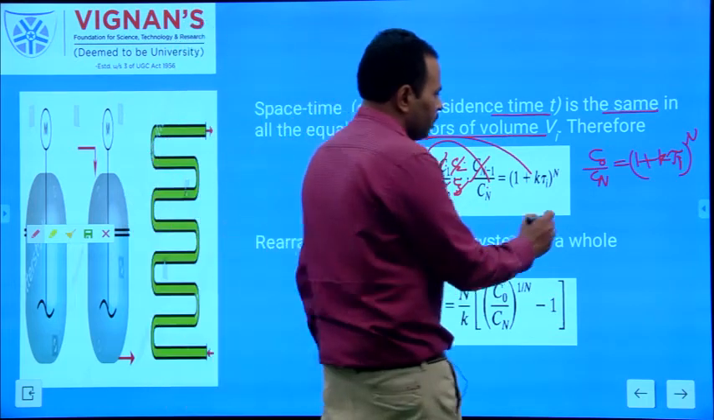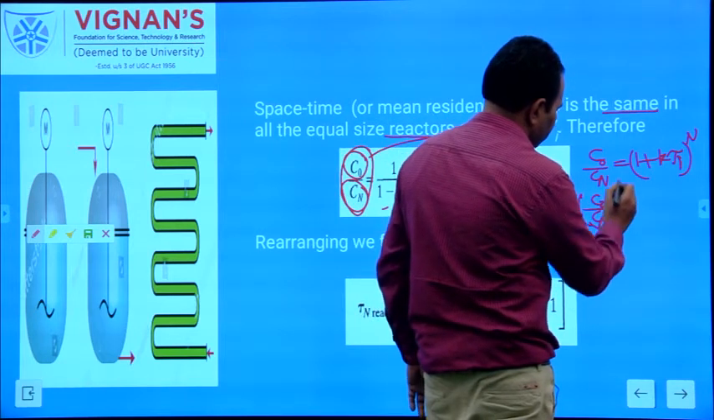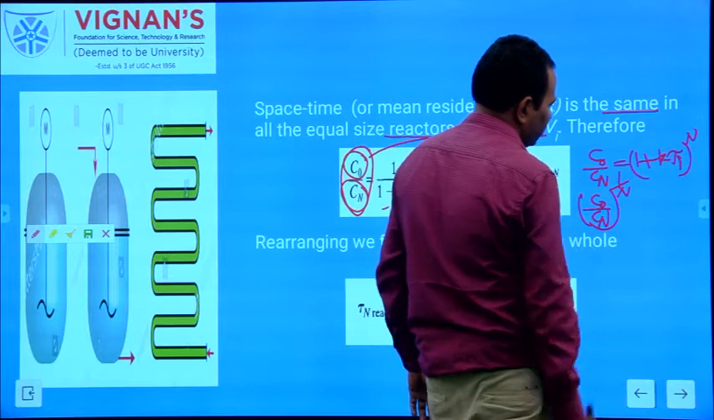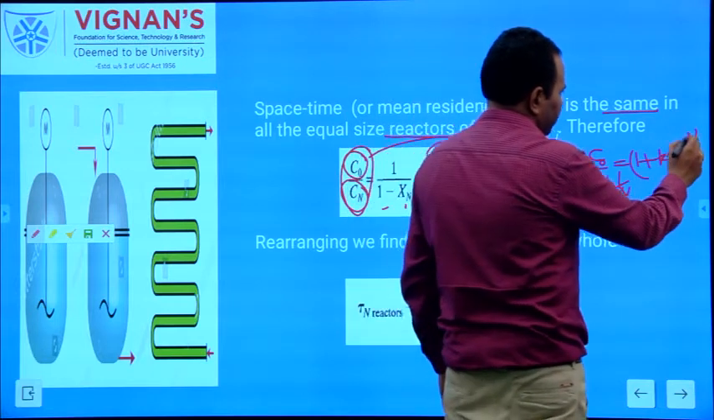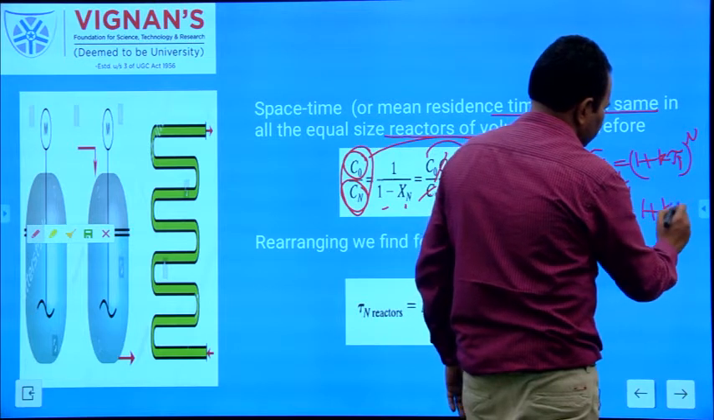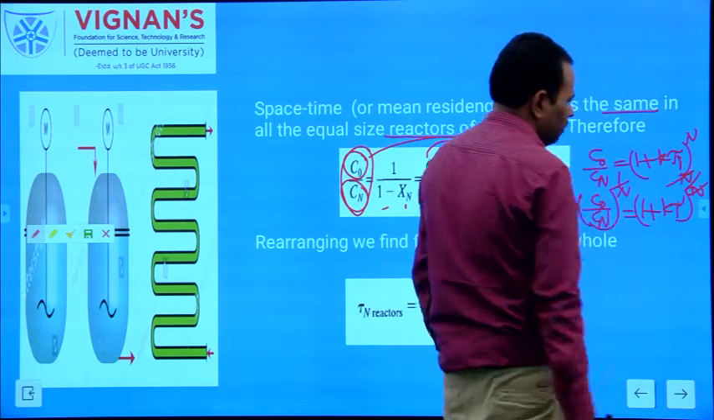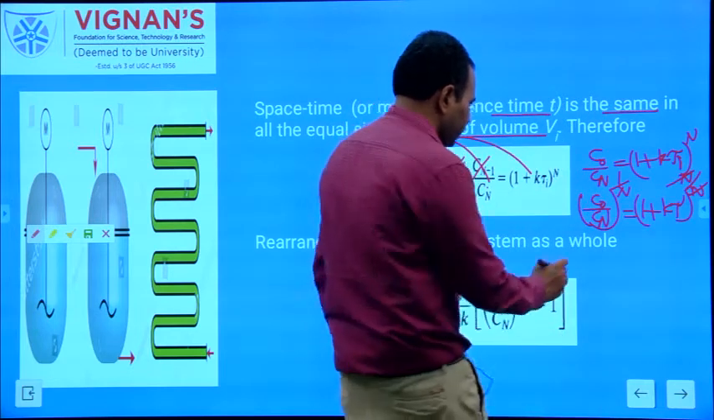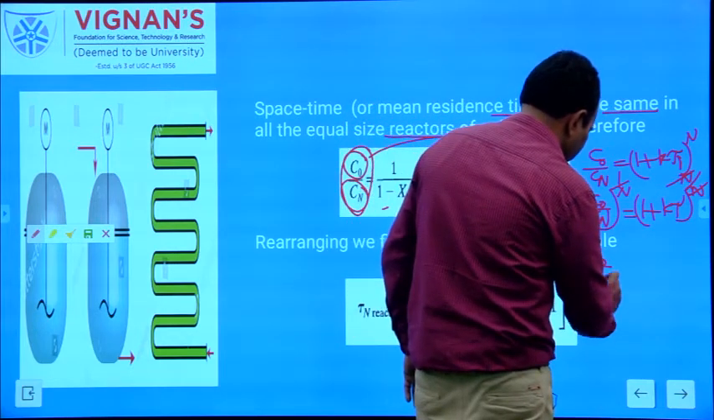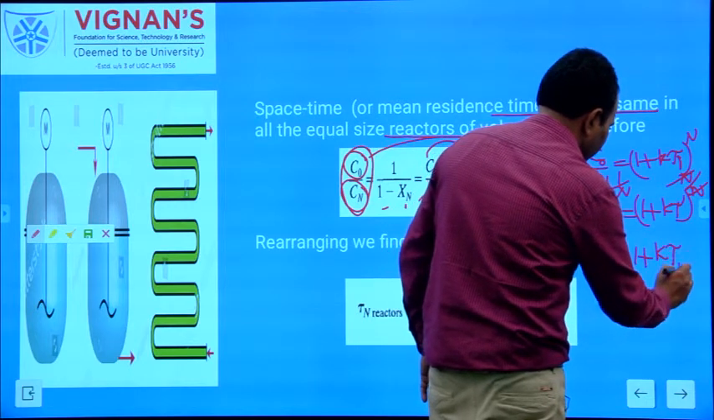When you take the power of 1 by n, this C0 by Cn to the power of 1 by n, and also on the left hand side also take the power of n. Already n is there, n into 1 by n becomes 1. Plus k tau y to the power of n divided by n becomes 1. So from this one you can write C0 by Cn is equal to 1 plus k tau y.